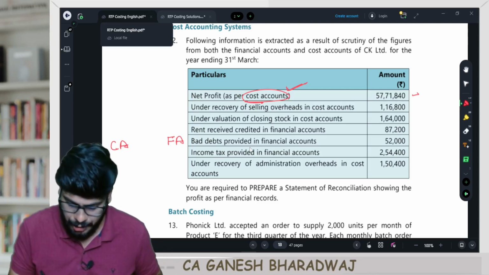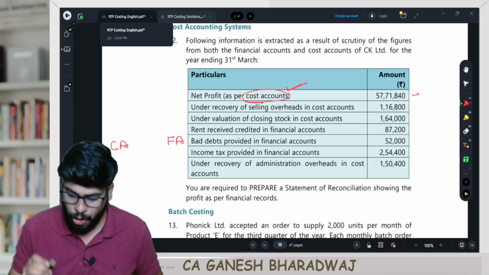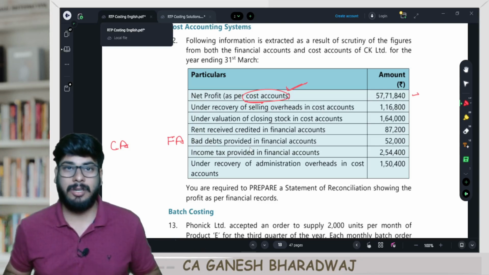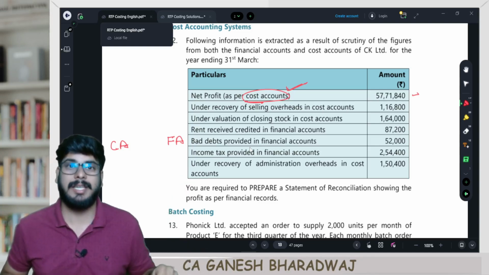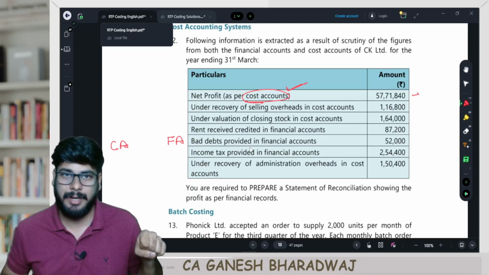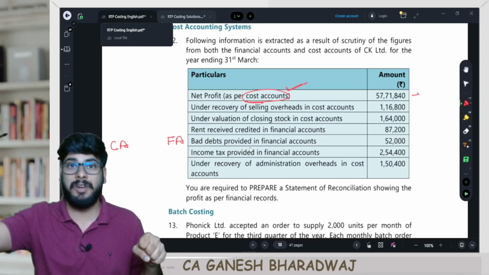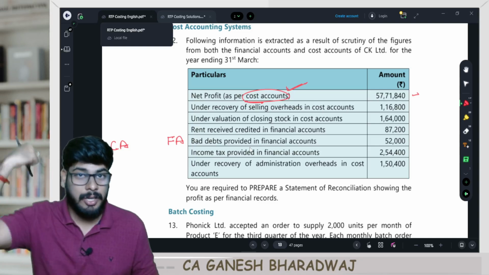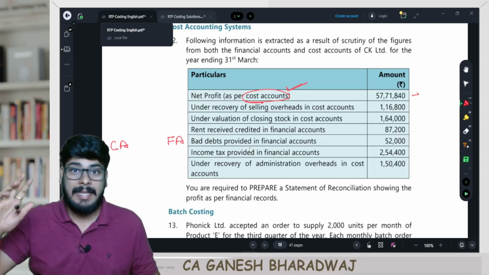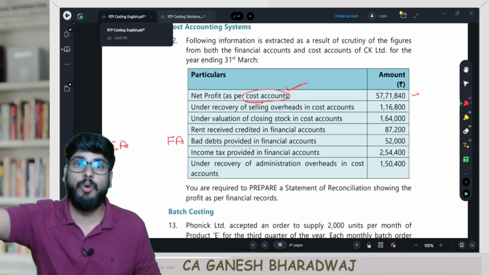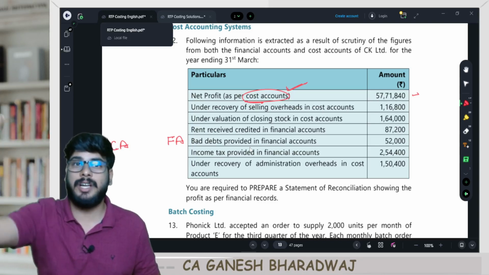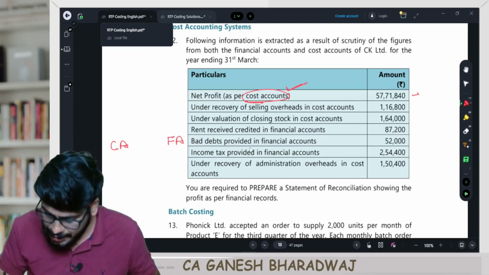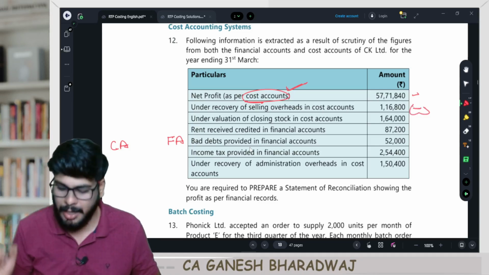Now, what have they mentioned? First, under recovery of selling overheads in cost accounts. Now, in cost accounts, the absorbed overhead is less, under absorbed, under recovery, right? Whereas the actual overhead is more, right? Which means in your financial accounts, you only account for the actuals. The debit side item, the actual, is more. So if the debit is more in financial accounts, it will reduce your financial profit, correct? So this item needs to be subtracted. Are you clear with this?